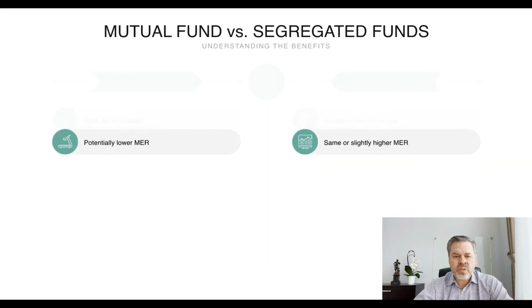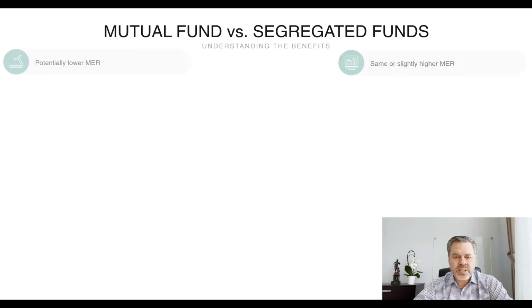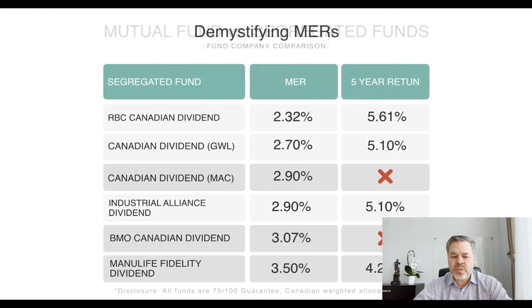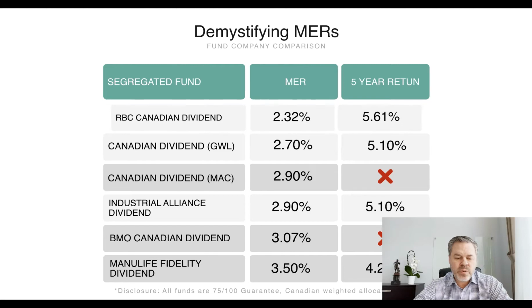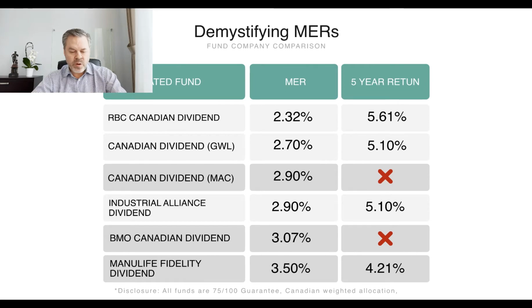But let's dig into 6 funds. These are 6 segregated funds offered by 6 different companies. What are their costs? What are their rates of return? And you're going to say, wow, that's so high. What's going on? Let's look at the first one, the Canadian Dividend Fund offered by RBC. I should say first that all these funds are Canadian dividend funds with a 75 to 100% guarantee level and like 95% weighting in Canada. So we're trying to compare apples to apples. Again, they're all dividend funds, all segregated funds.